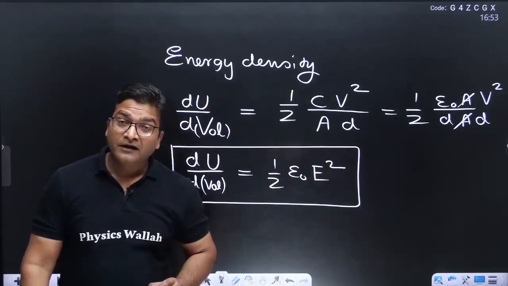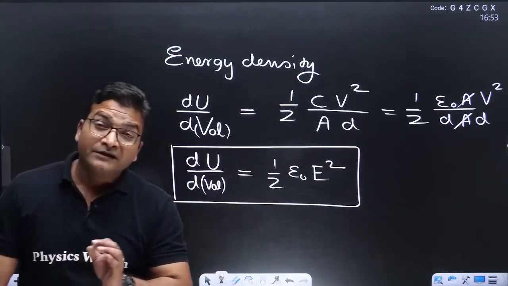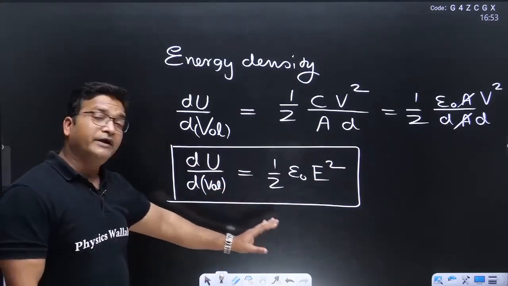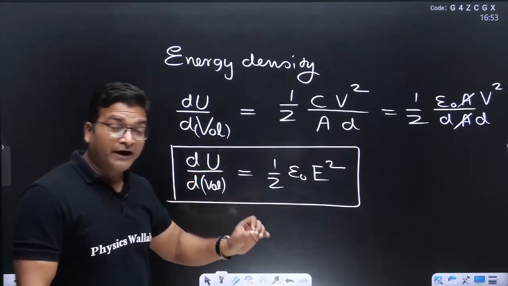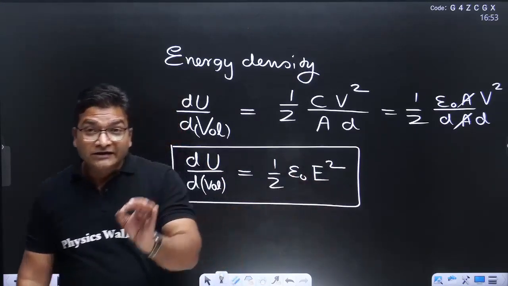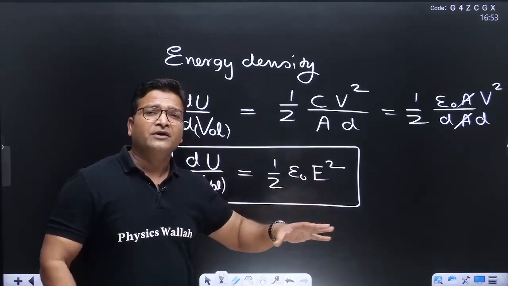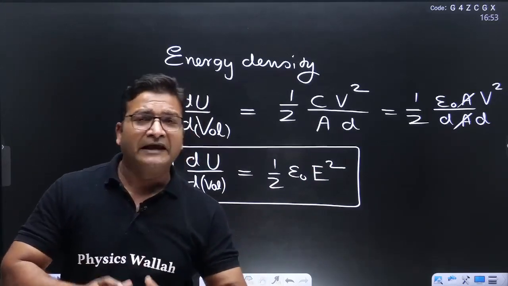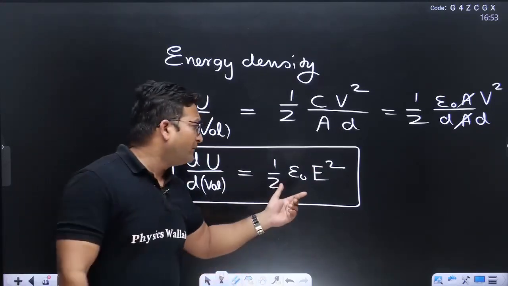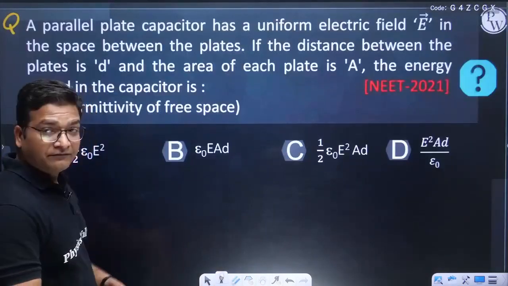Listen again, we have derived it for a very special case, but believe me, this is a general formula and you can use it in any case you want. If at any point you know the electric field, the energy density at that point would be half epsilon naught E square, whether the electric field is uniform or non-uniform, whatever be the case. You can use this formula at a point. So let's see what we have next.